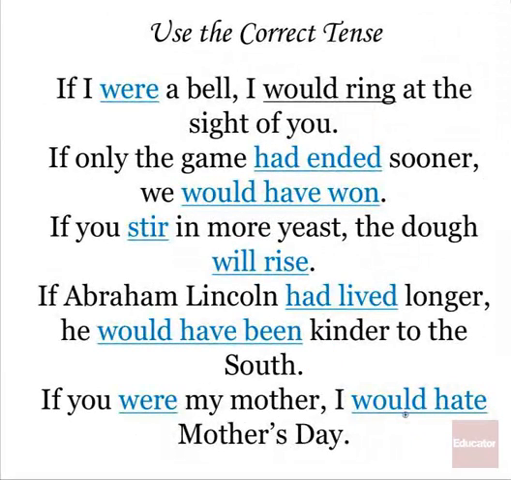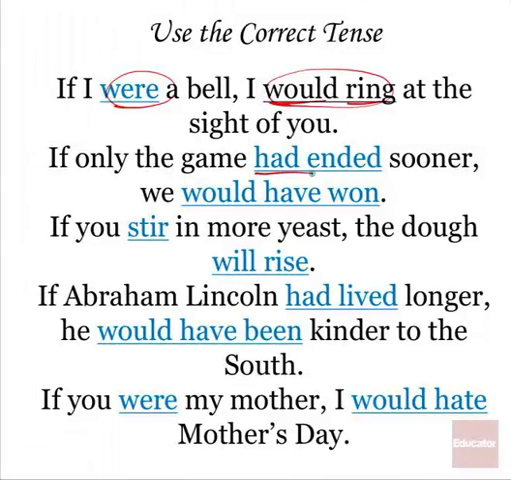And there we have it. If I were a bell. Again, we're talking about something that is contrary to fact, so we use the subjunctive. If I were a bell, I would ring. So here we have would applied to the base form of the verb ring at the sight of you.